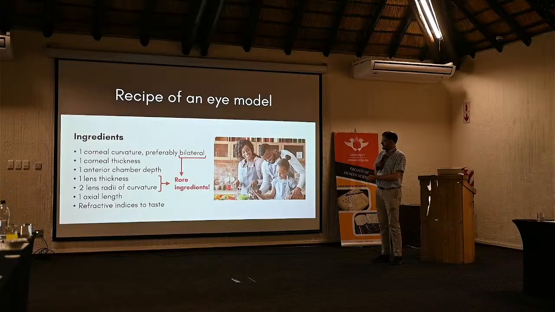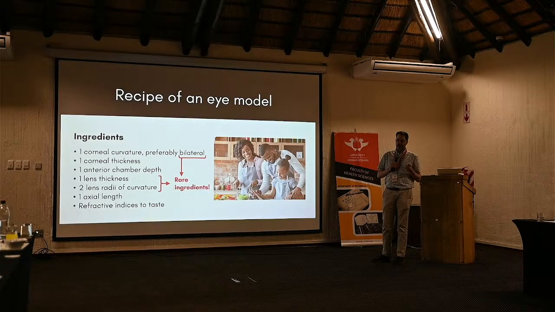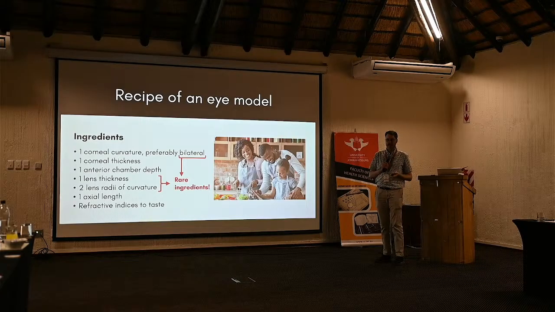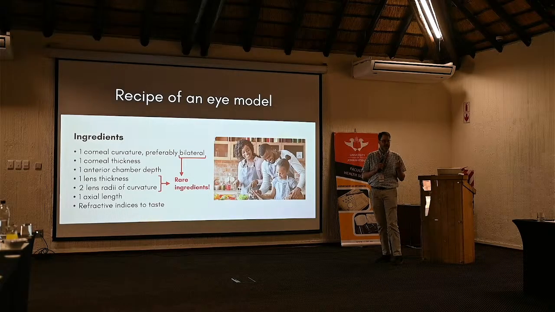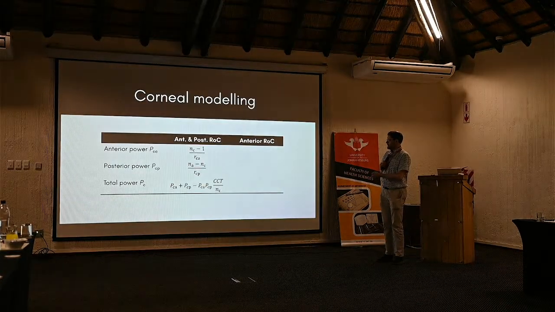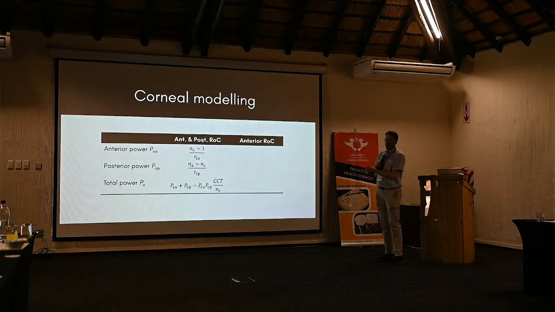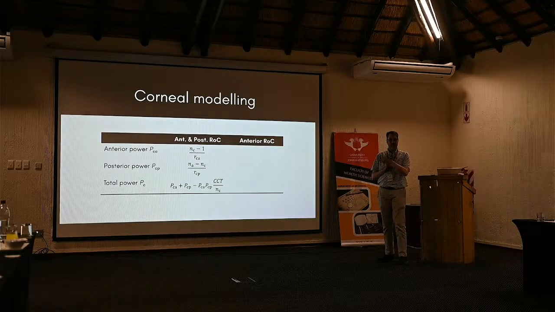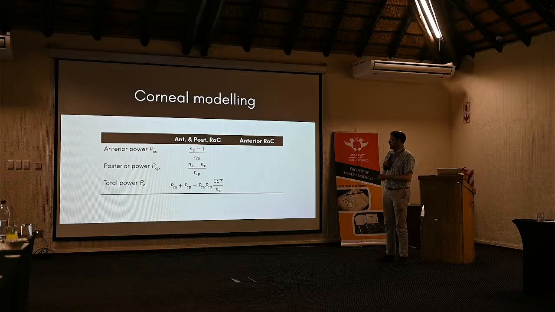Now, like I said, we have a couple of rare ingredients, and this is where a lot of data sets out there make it difficult to develop eye models. So we need to find a workaround, and that's what I try to present today. So this is the normal way. If you do corneal modeling, this is the normal way. You have anterior and posterior corneal radii of curvature. Sorry for the abbreviations. So we have this value here, we have that value.